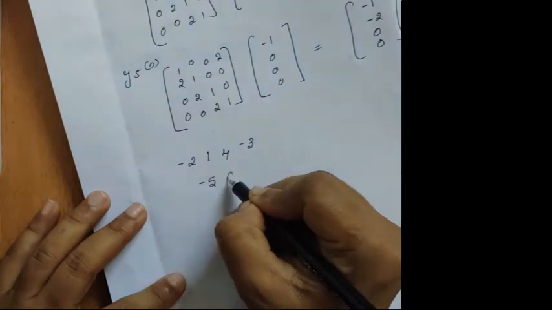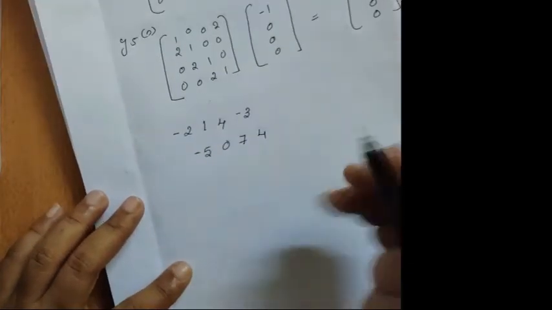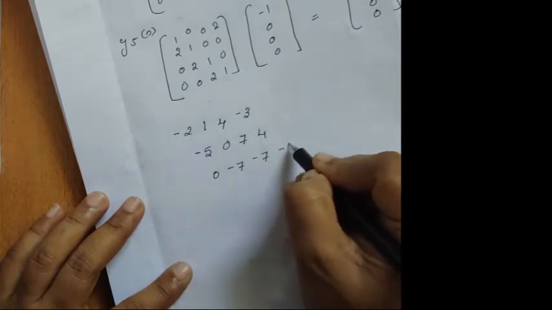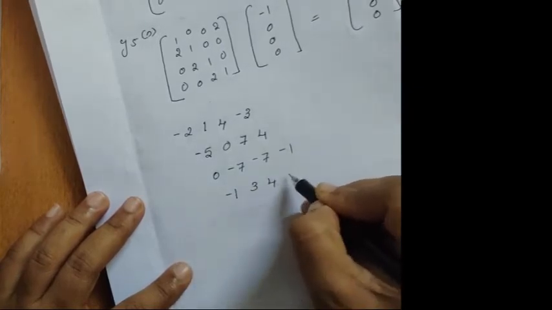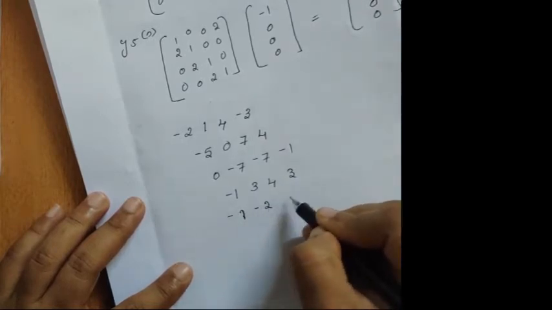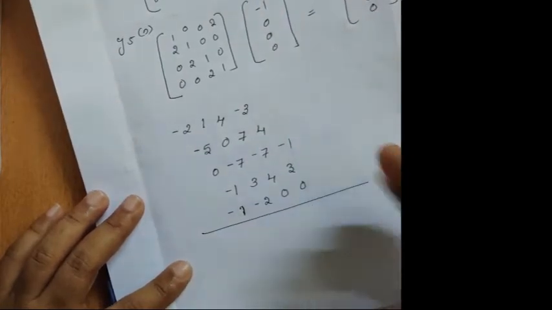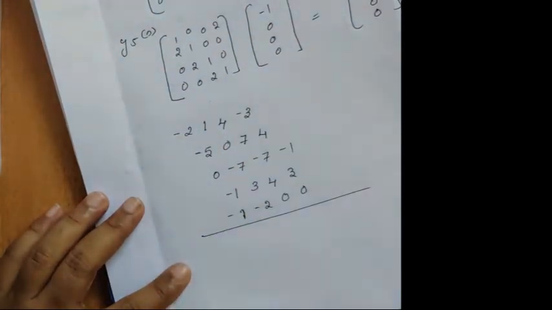Minus 5, 0, 7, 4, 0, minus 7, minus 7, minus 1, minus 1, 3, 4, 3, minus 1, minus 2, 0, 0. So here there is no order in writing this. I just simply wrote here and there.